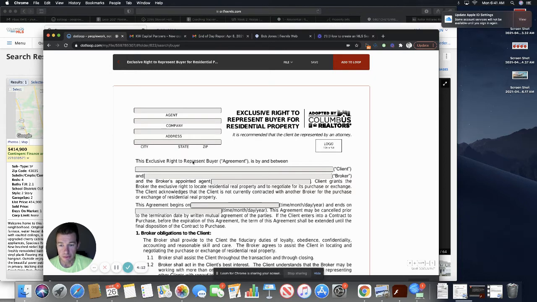This is an exclusive right to represent agreement between the client and the broker, not the name, and the broker's appointed agent. This is where you put your name. The agreement begins on probably today and ends on, what's a good time frame in this market? Put a year. Can't hurt.